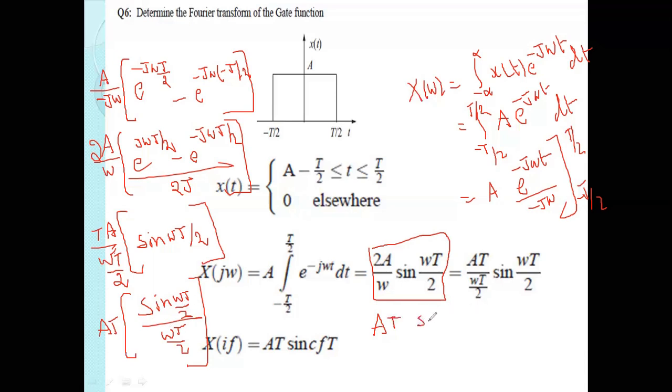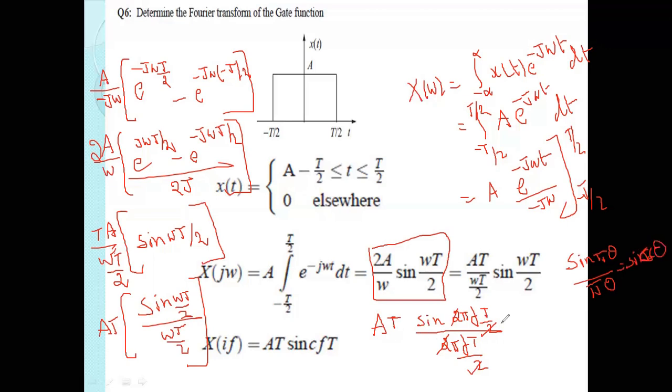How is it a sinc? Now I'm changing omega as 2 pi f, so sine of 2 pi f into T by 2, whole divided by 2 pi f into T by 2. The 2 gets cancelled here, and the 2 also gets cancelled there. Sine pi fT by pi fT. Sine pi theta by pi theta is nothing but sinc theta.